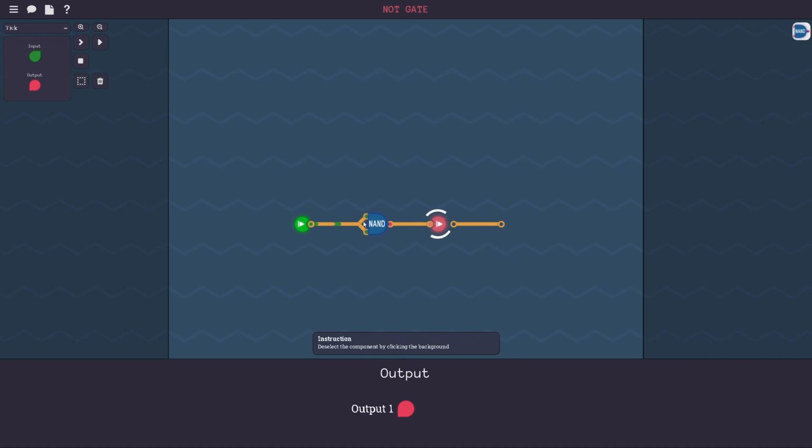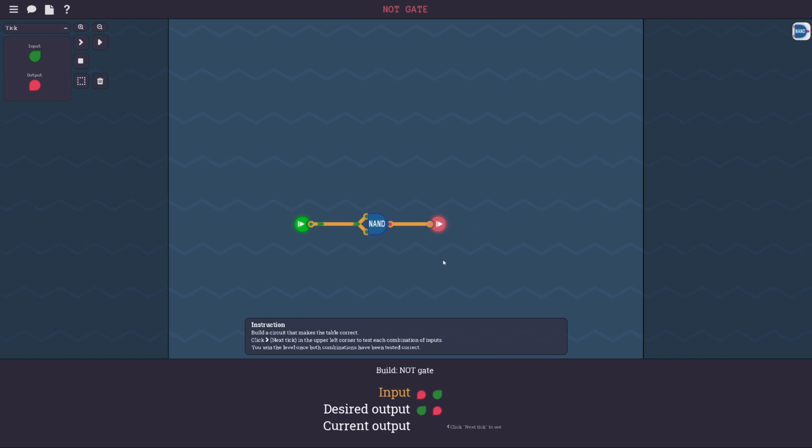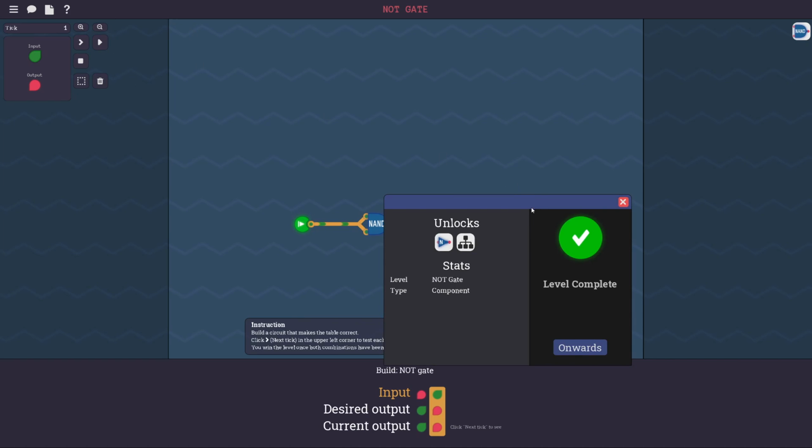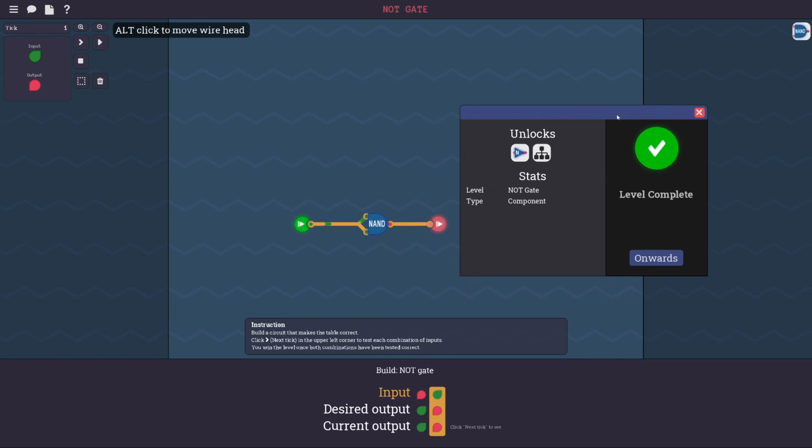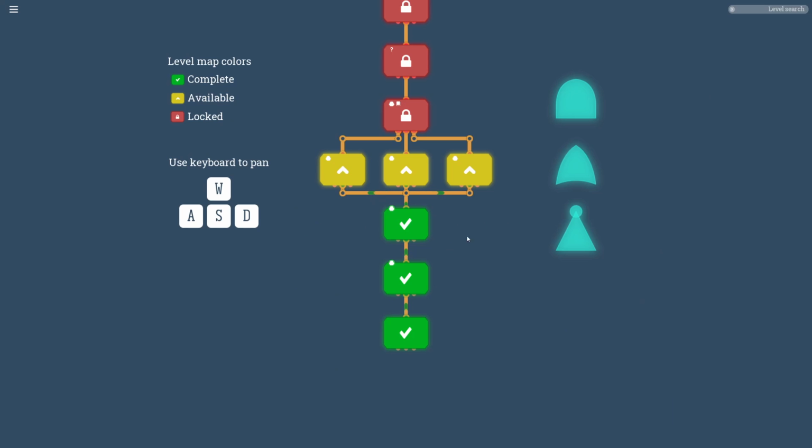So this should be everything we need. So if we go ahead and run this, there we go. We got the NOT gate using only a NAND gate to create it. So now we've unlocked the NOT gate. So I think it's just going to give us a NOT gate as a basic building block.